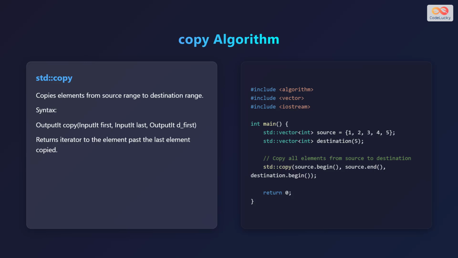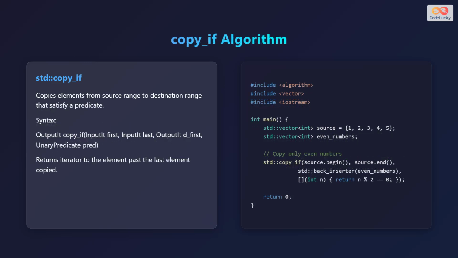Next, we use the copy algorithm to copy all elements from the source vector to the destination vector. The copy algorithm takes 3 arguments: the beginning iterator of the source vector, the end iterator of the source vector, and the beginning iterator of the destination vector. Finally, the program returns 0, indicating successful execution.